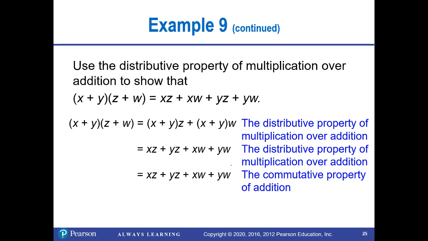They have not yet shown that here. I'm going to pause this. There we go. And then we have the commutative property of addition, reordering these middle terms.